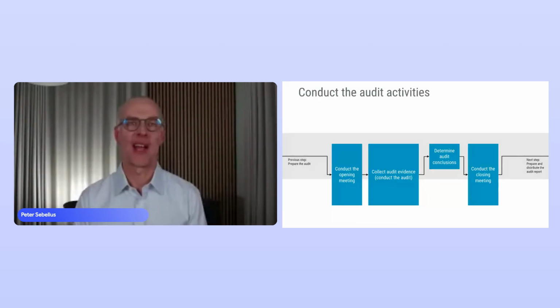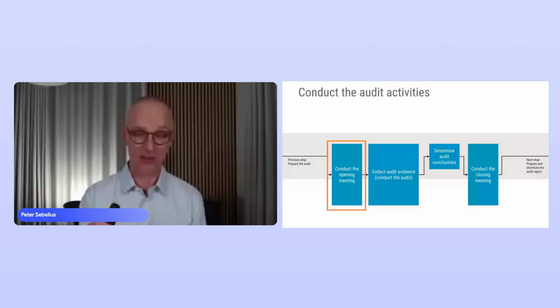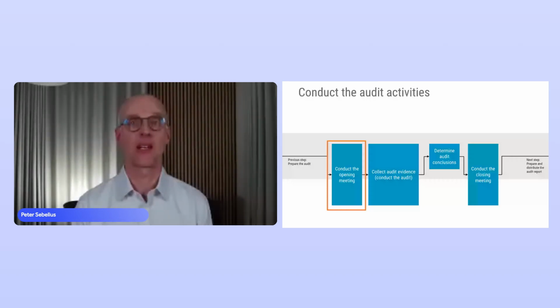So the first thing that happens in this phase is to conduct the opening meeting. This is a meeting between the auditor and the auditee's representatives to get things started. Typically, it takes between 15 and 30 minutes, and I recommend creating an agenda for the opening meeting so that you, if you're the auditor, don't forget to include all the things that you should say. If you want to have that list made for you, we will be sharing a checklist for opening meeting topics that will be available to you after this webinar.